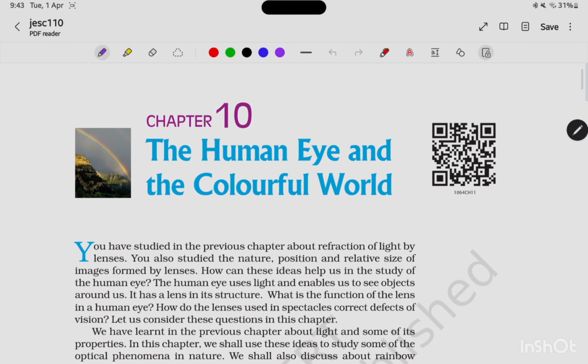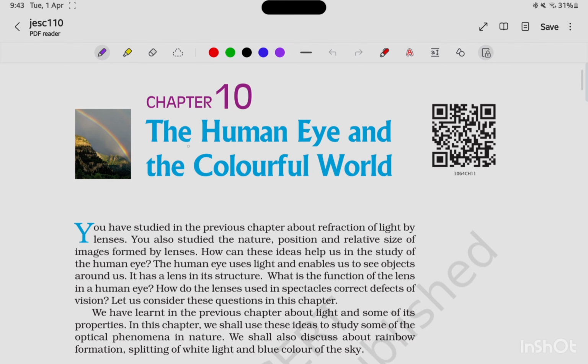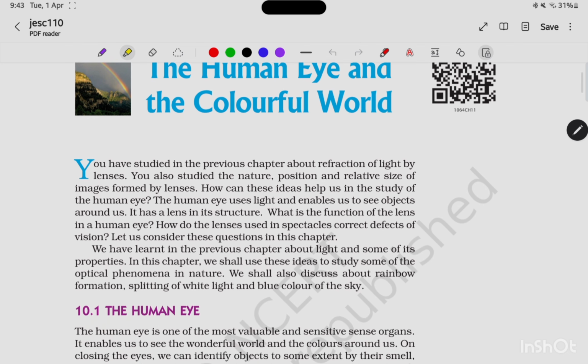We'll be starting with the second chapter in physics, class 10th. Chapter 10, The Human Eye and the Colorful World. Let's get started.